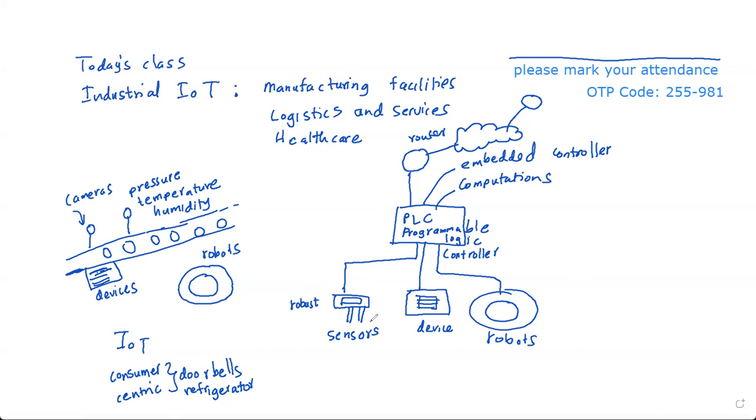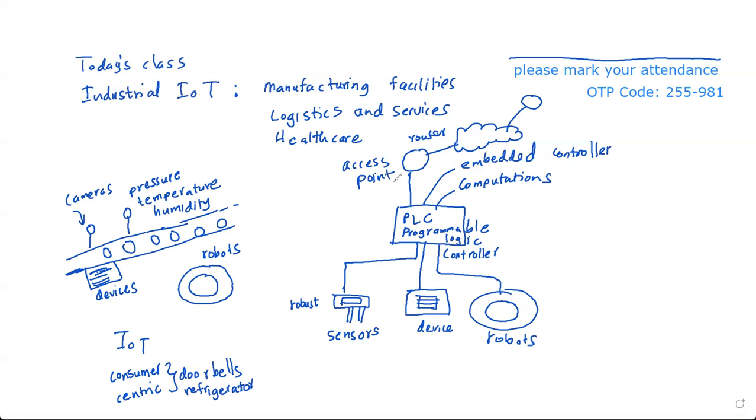So those robust sensors, devices, robots are connected to the network via a PLC most of the time. And if it is not required, the devices can directly connect to the access point. Okay, so we can take the router as the access point.